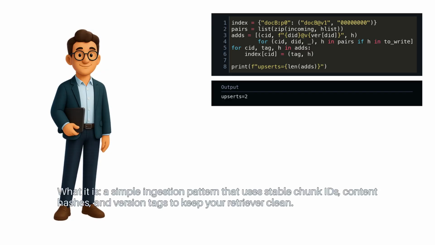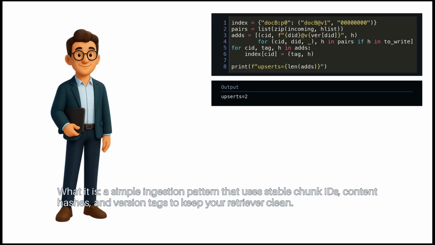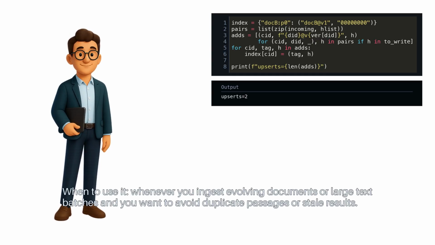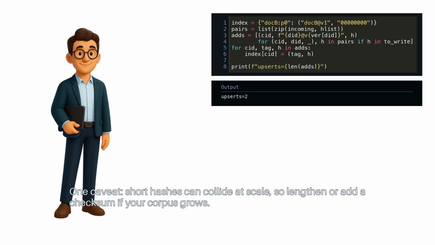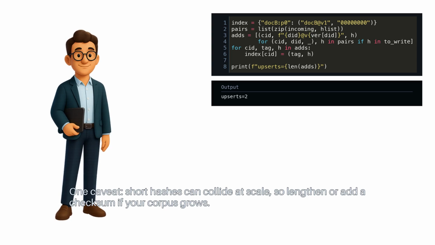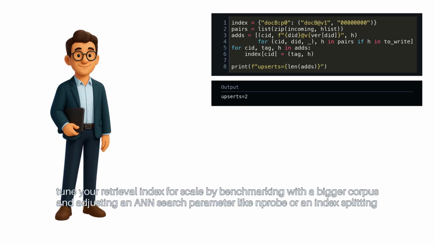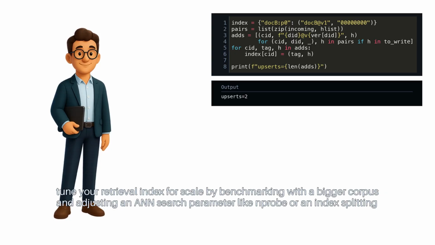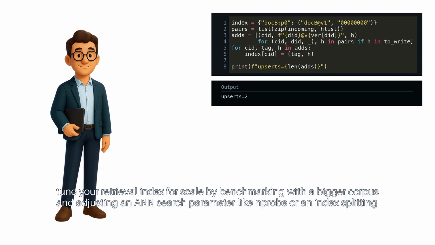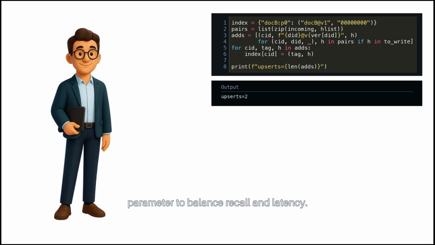Recap in 3 points. What it is: a simple ingestion pattern that uses stable chunk IDs, content hashes, and version tags to keep your retriever clean. When to use it: whenever you ingest evolving documents or large text batches and you want to avoid duplicate passages or stale results. One caveat: short hashes can collide at scale, so lengthen or add a checksum if your corpus grows. Next step: tune your retrieval index for scale by benchmarking with a bigger corpus and adjusting an ANN search parameter like nprobe or an index splitting parameter to balance recall and latency.